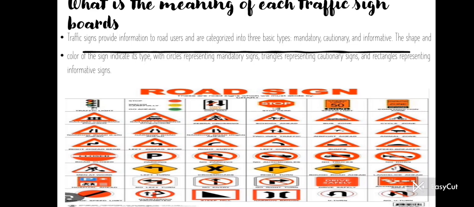What is the meaning of each traffic sign board? Traffic signs provide information to the road users and are categorized into three basic types: mandatory, cautionary, and informative. The shape and color of the sign indicate its type, with circles representing mandatory signs, triangles representing cautionary signs, and rectangles representing informative signs. These signs are very important, guys.